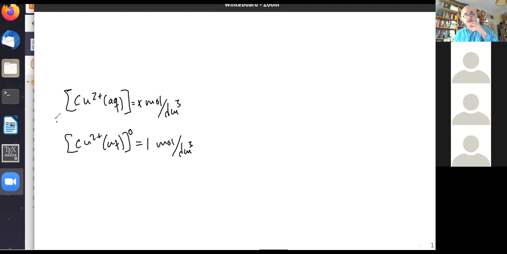But the standard state is defined as a solution with 1 mole per cubic decimeter. And suppose we would use that and take the quotient of that, divide the unknown state with the standard state. Dividing the values is not a problem because X divided by 1 will be X. But what is this concentration divided by a standard concentration? The units will disappear, and we will define something we call the activity of the ions.